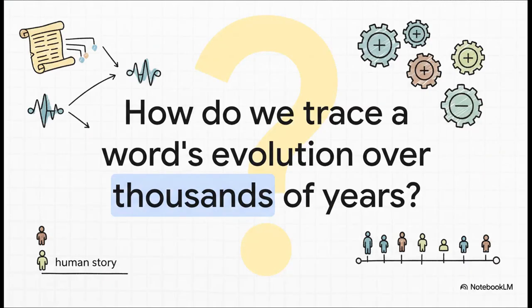So this is the big one, the central mystery we're trying to solve. It's one thing to look at the English word father and the Latin word pater and go, yeah, those look related. But it's a whole other ballgame to scientifically trace their journey back in time, to estimate when they split apart, and to do all of that with real mathematical confidence. This isn't just some abstract puzzle. It's a fundamental question about our own human story.